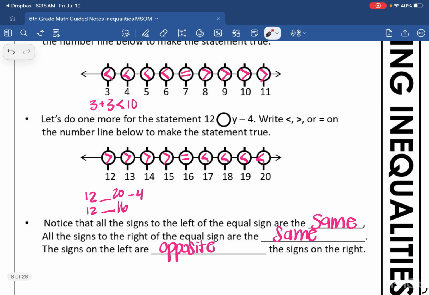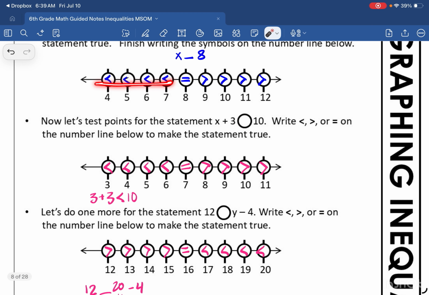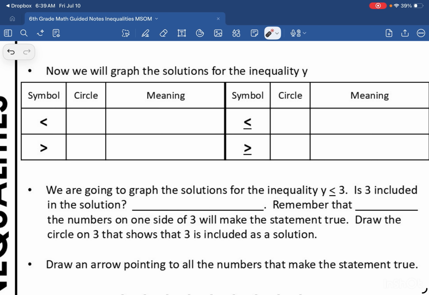So if we look here, these ones are greater than, these ones are less than, these ones are less than, these ones are greater than, and then these ones are less than, these are greater than. Now we will graph the solutions for the inequality. So these are our inequality symbols.